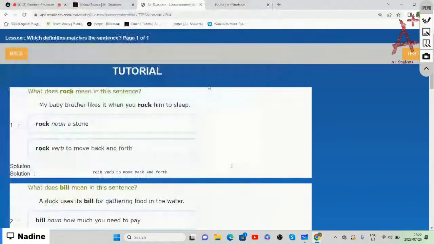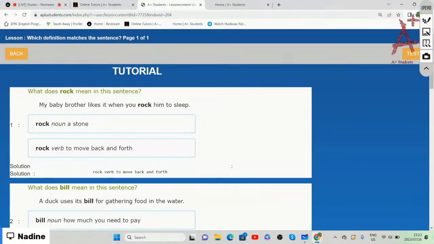All right. What does rock mean in this sentence? We need to say what rock means in this sentence: "My baby brother likes it when you rock with him." They have two different meanings of the word rock. Rock is a noun, which is a stone. So that is the first meaning of the word rock.